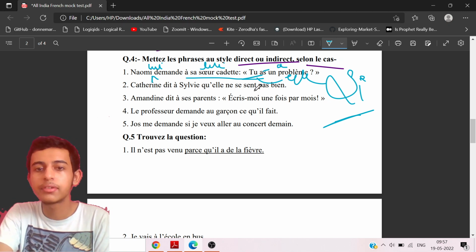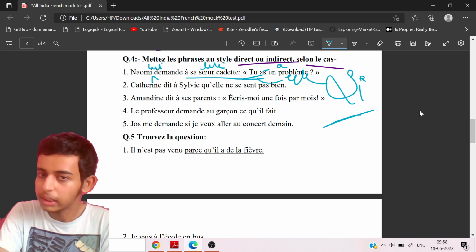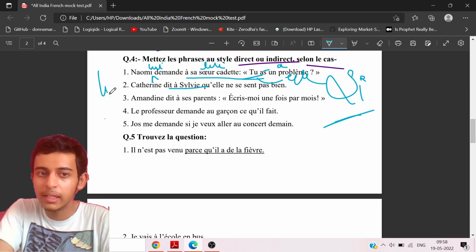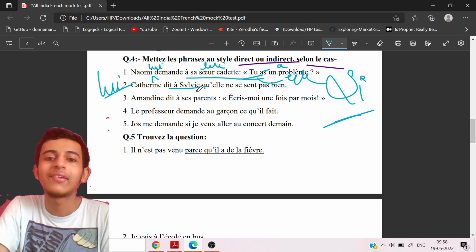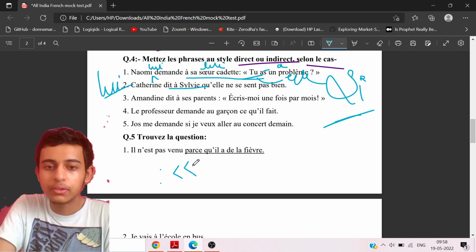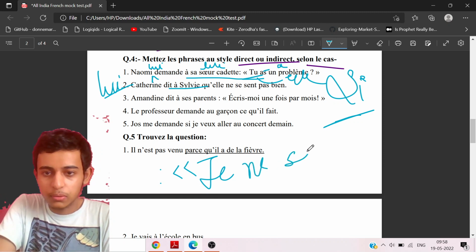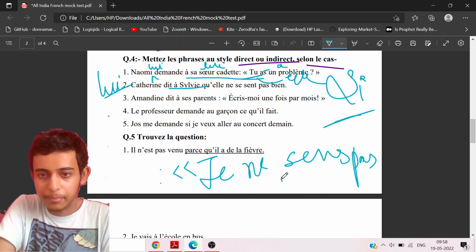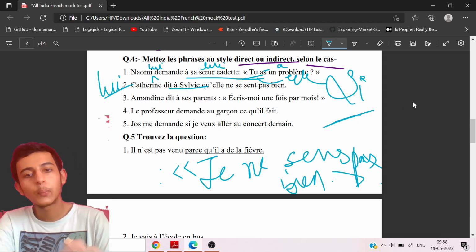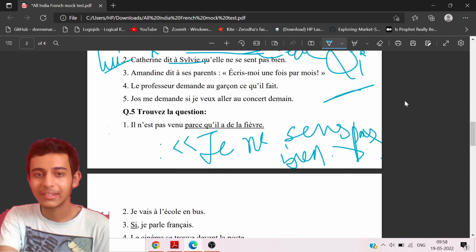Catherine dit à Sylvie qu'elle ne se sent pas bien. So Catherine says to Sylvie that she is not feeling good. So it will be Catherine dit à Sylvie or Catherine lui dit. It is not compulsory to write lui, just for a good image, right? And then those two dashes. Okay. Qu'elle ne, so je, it will become je. Je ne sens pas bien. Okay, because Catherine is not feeling good, right? Catherine says to Sylvie that she is not feeling good. Here she asks her if she has a problem. So that makes the difference.